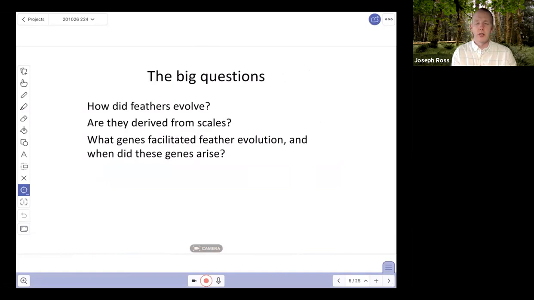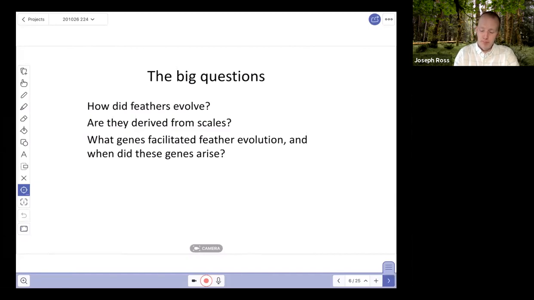So here are some of the big questions related to this topic. First, the biggest one, how did feathers evolve? And then more pointedly, are they related to scales? That is, does the same genetic toolkit, the same set of genes that produce scales, also produce feathers? And then what genes facilitated the evolution of feathers? When, in particular, related to that phylogenetic tree we just looked at, did those genes arise? Is it really true that all of the genes that are necessary for flight evolved just on the lineage of birds? Or maybe did some of those proteins and genes exist farther back in the past?